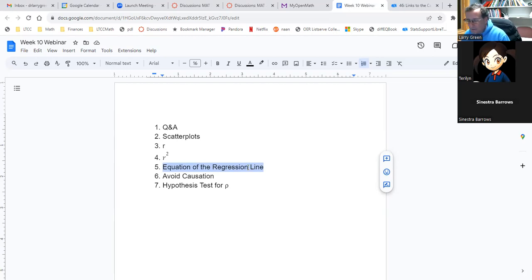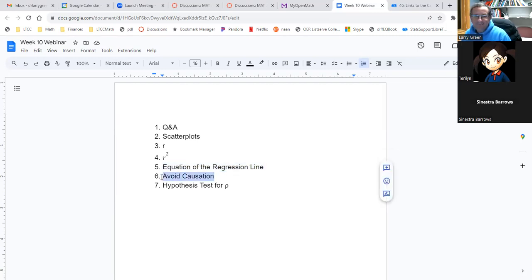Typically, for reasons too hard to explain in this class because you need calculus, instead of mx plus b, you often write it as a plus bx. It's the same thing, just different letters. But we'll be talking about that regression line. We'll talk about what a slope means, how do you interpret the slope of a regression line, and also, what does the y-intercept mean? How do you interpret the slope and the y-intercept? That makes sense?